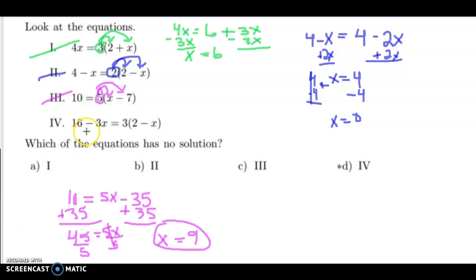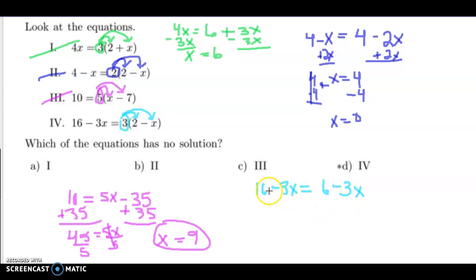But I just want to prove to you why number 4 is actually the one with no solution. So I have 16 minus 3x. I have this lovely 3 on the outside. I'm going to multiply it by each term on the inside. So 3 times 2 equals 6. And 3 times negative x is a negative 3x.